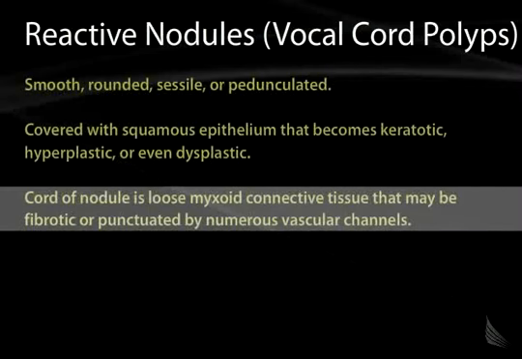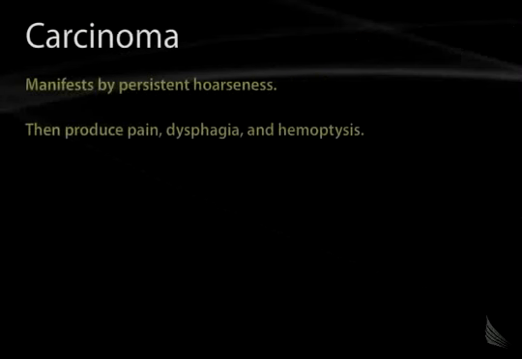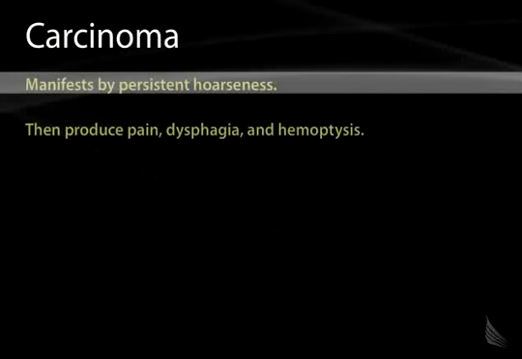When one looks at the core of the nodule, you see a collection of loose myxoid connective tissue that can be fibrotic or possibly punctated by numerous vascular channels. These polyps are also referred to as singer's nodes, or for those of us who've dealt with recalcitrant children, as screamer's nodes. Anyone who is putting excessive stress on their larynx and vocal cords is prone to the development of these particular polyps.